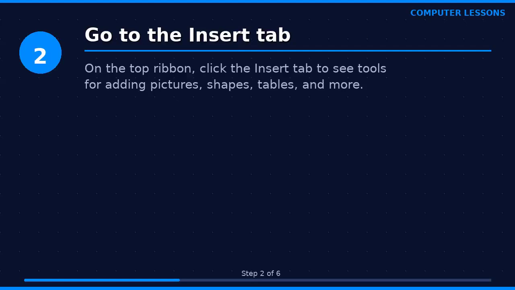Step 2. Next, look at the top of the window for the ribbon, and click on the tab that says, Insert. This tab holds all the tools for adding extra things to your document, like pictures, tables, and shapes. Make sure the Insert tab is highlighted before you move on.